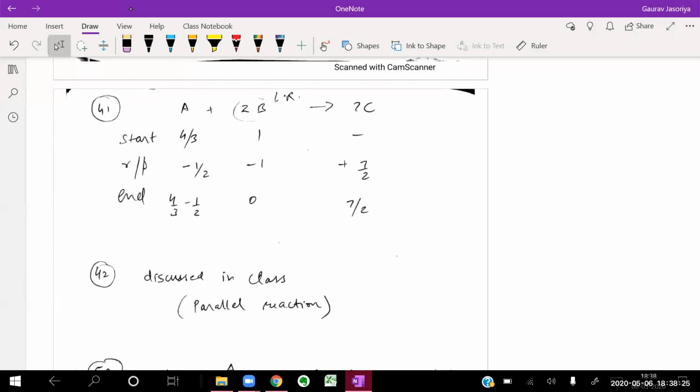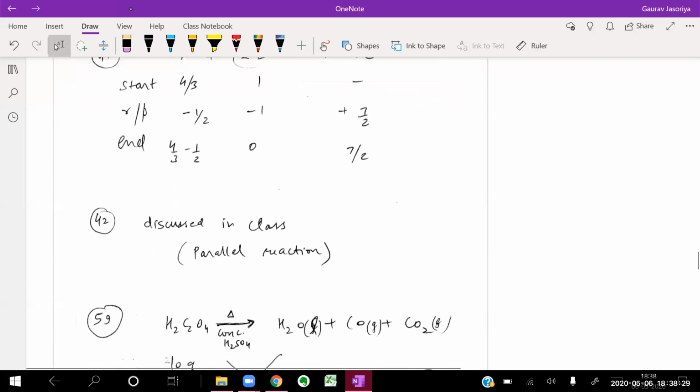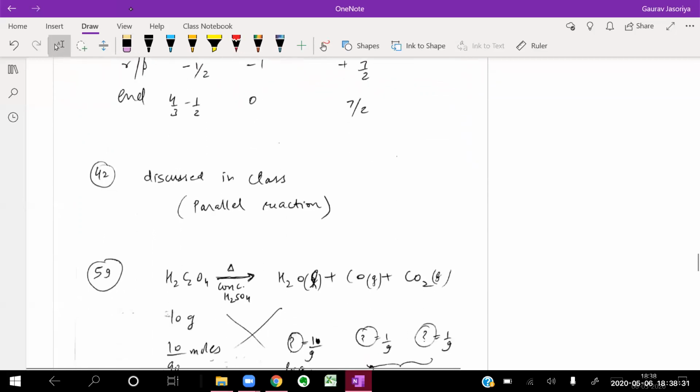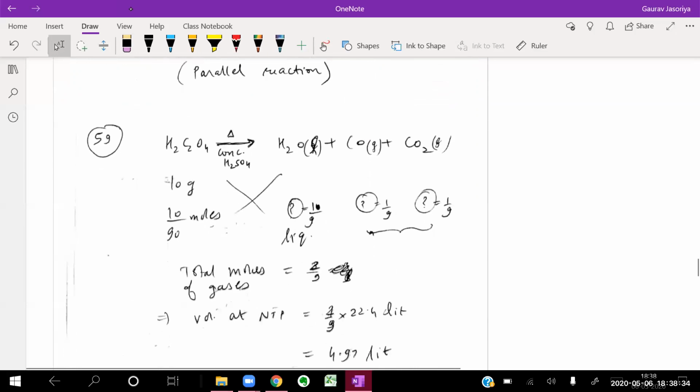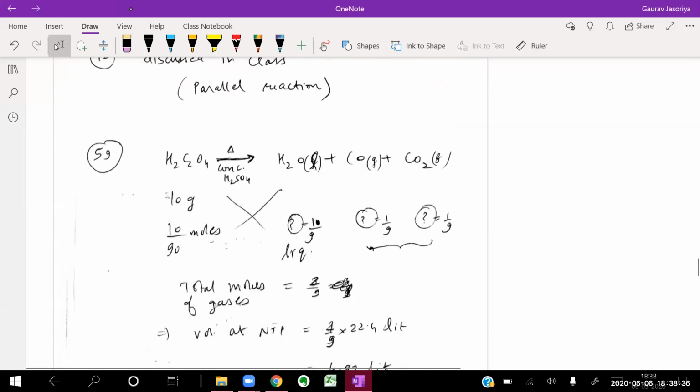All right, then 41st question. Straightforward. I'm not even going to discuss. It's so simple. Then the 42nd has been done in class again. It was a parallel reaction case. I explained it with two methods.